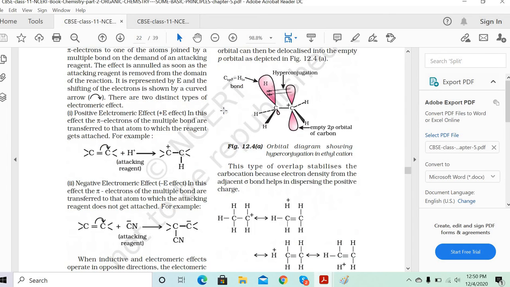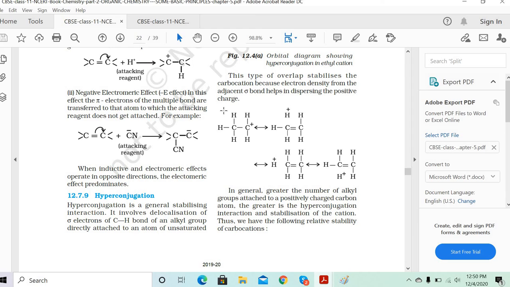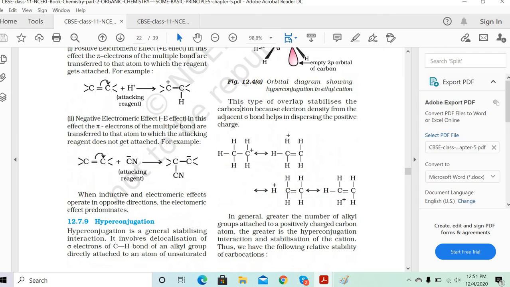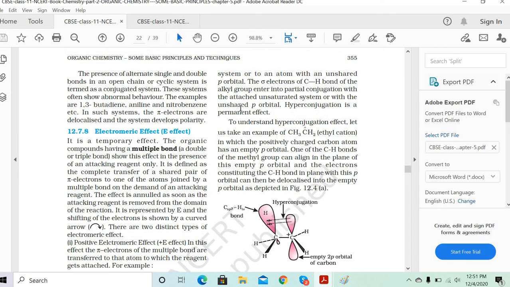Fine. Now let's understand what is called hyperconjugation. Hyperconjugation is a general stabilizing interaction. It involves the delocalization of the electrons of the CH bond of an alkyl group directly attached to the atom of the unsaturated system or to an atom with an unshared p orbital. Good. So the sigma electrons of the CH bond of the alkyl group enter into partial conjugation with the attached unsaturated carbon system with the unshared p orbital. Hyperconjugation is a permanent effect.